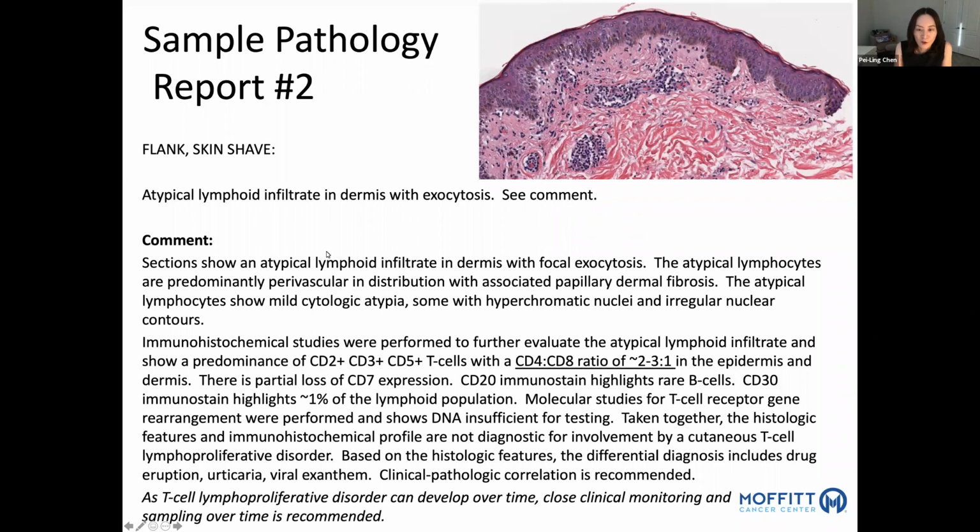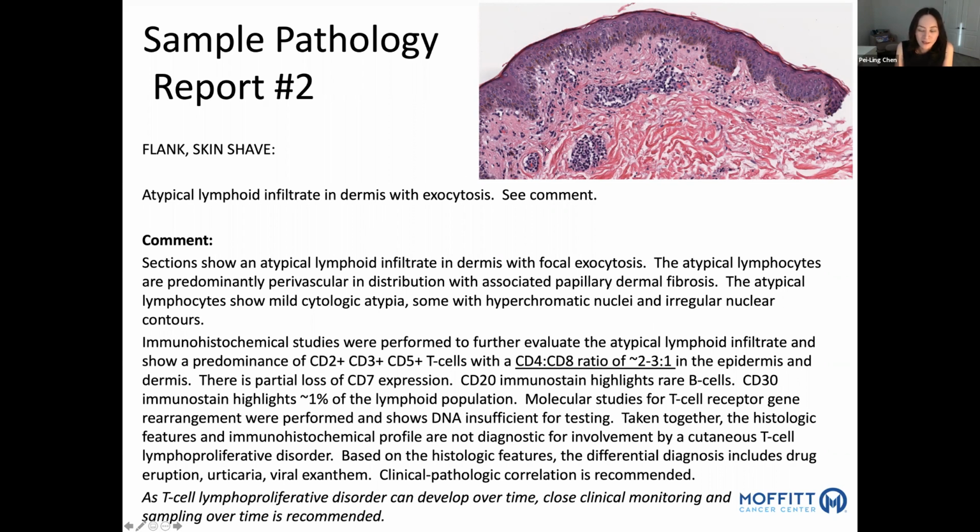So the atypical lymphocytes show mild cytologic atypia in this case. They're not as cytologically atypical as the previous slide I showed you. So mild cytologic atypia, some with hyperchromatic nuclei, some with irregular nuclear contours. So basically I'm telling my clinician, I do see some irregular features, but it's not a classic perfect case. So I perform immunohistochemical studies to evaluate the atypical lymphoid infiltrate. Here, I still see a predominance of CD2 positive, CD3 positive, CD5 positive T cells.